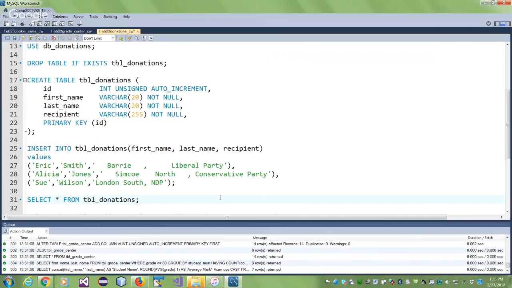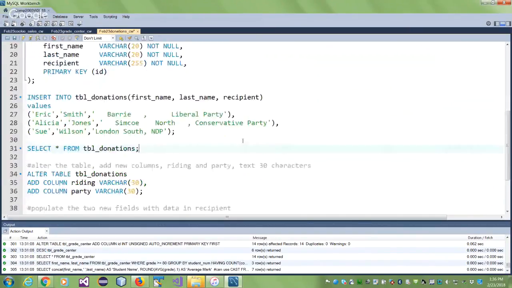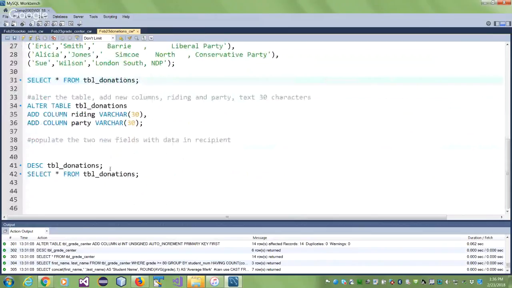So I'll alter the structure, and then by writing code, I will pick up the recipient field, break it up, and then remove the recipient. That's what you do. You don't want to do it manually. The select statement is just select doing it. The alter statement you've seen before. I've added two new columns, riding and party, each of varchar 30. That's enough for me. The 255 was too big, but you can make it 50 and 50 if you like. It's really not a big deal, it's up to you.